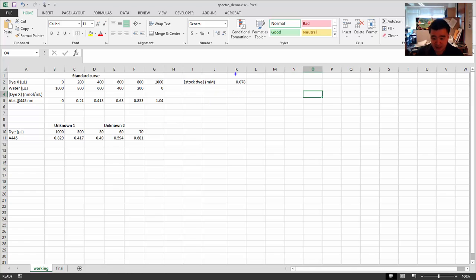Now what this concentration means, the stock dye's concentration 0.078 millimolar, expands out to 0.078 millimoles per liter, which is also the same as 0.078 micromoles per milliliter. And let's express this in a quite nice number, which is going to be 78 nanomoles per milliliter.